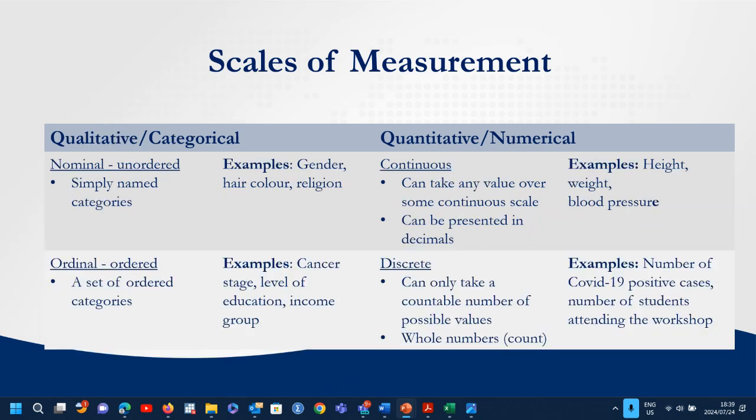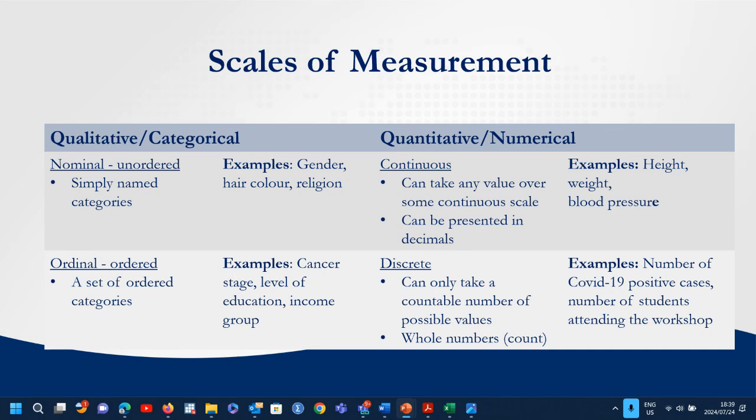So these two types can be further defined in terms of, for example, the qualitative: they can be nominal or ordinal. If it's nominal, it means it's a type that doesn't have order. So hair color doesn't have order. It's brown, yellow, black, there's no order. Ordinal is a type that has order.